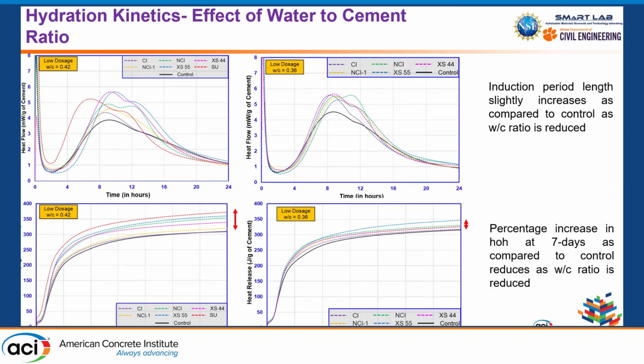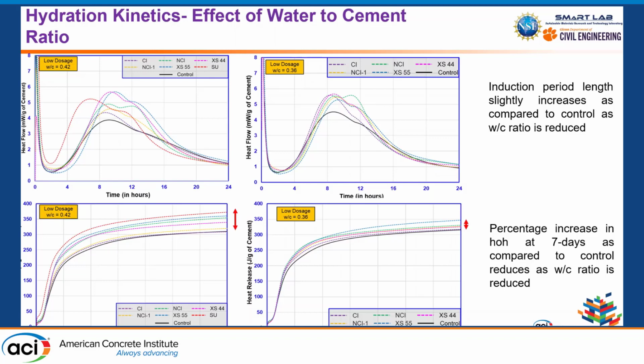hydration. Then we wanted to see what happens to these admixtures if we change the water to cement ratio. So we took two water to cement ratios, 0.42, which we discussed just now, at 2 dosages, not 4 dosages, they are low and high dosage. So what we saw is at low dosages, except for SU, which is the aluminum sulfate admixture, you get slight retardation.